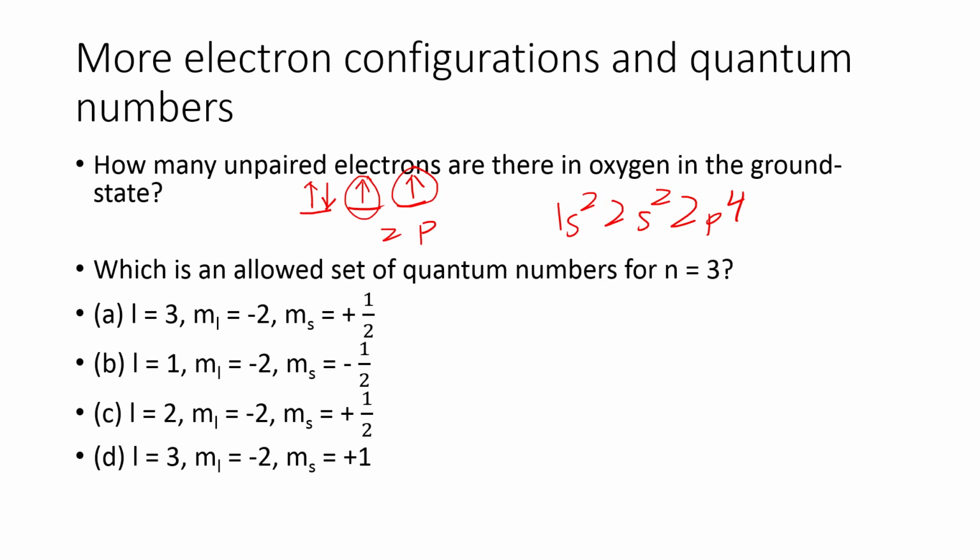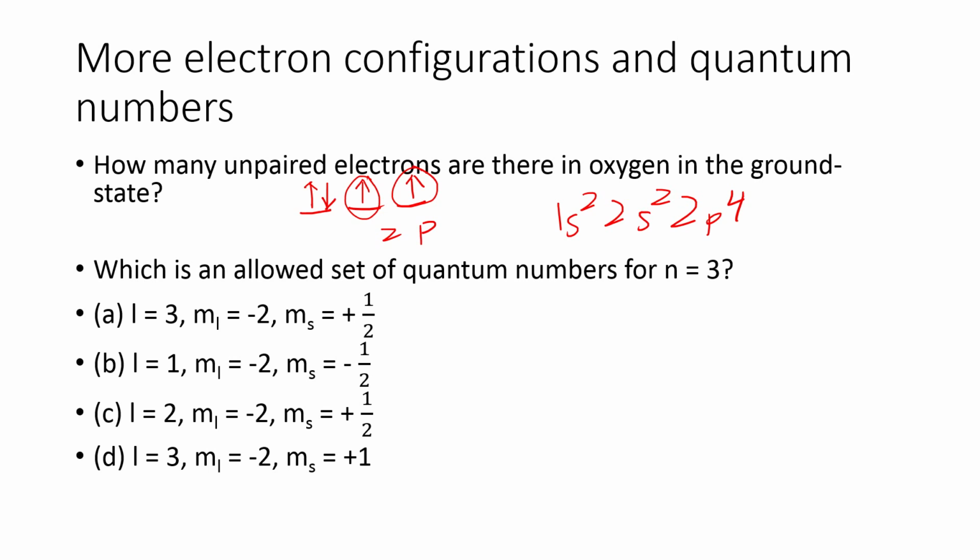Now for our last one. I'll also remind you that while we're only asking 1 question, this is a good thing to practice. You might want to go back and check your rules for which quantum numbers are allowed to help remind how to solve problems like this. So which is an allowed set of quantum numbers for n equal to 3?